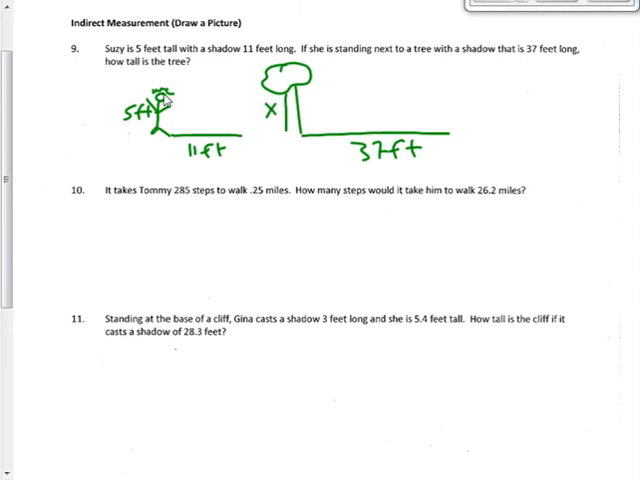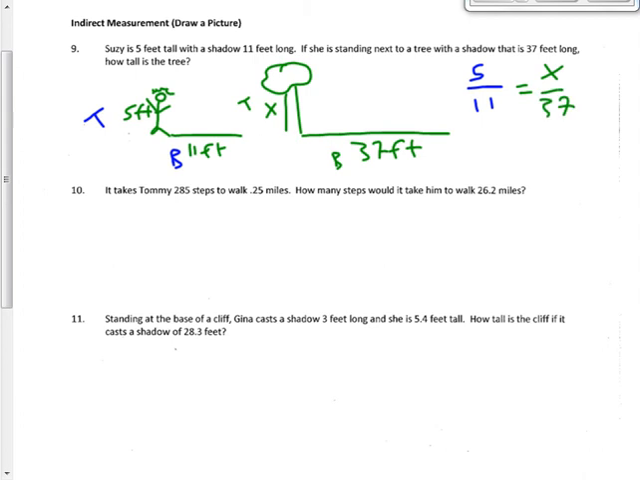Okay. So this is going to be a proportion situation. I've got different parts that are the same in this problem. I've got Susie's height. I want to know the height of the tree. I've got Susie's shadow. And I know the shadow of the tree. So I'm going to create this situation where I've got my proportion, and I'm going to put top and bottom for Susie, 5 over 11, and I've got top and bottom for the tree, x over 37.